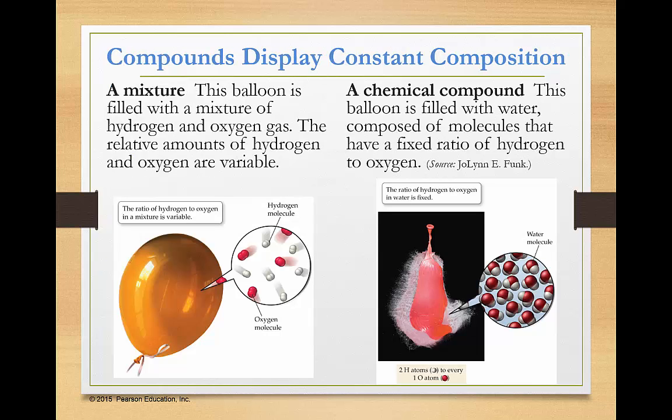So just another example of that. If we look at the figure on the left, this represents a balloon filled with a mixture of hydrogen and oxygen gas. The amount of hydrogen and the amount of oxygen in that balloon is relative. It depends on how much we put in there, but we can still have this balloon filled with a mixture of gas. So it doesn't matter how much of either one I have. But now if I'm going to bring that hydrogen and oxygen together to make that water molecule, again, here's that proportion, 2 hydrogen to every 1 oxygen. It is a fixed proportion. So a balloon filled with hydrogen and oxygen, very different from a balloon filled with water.